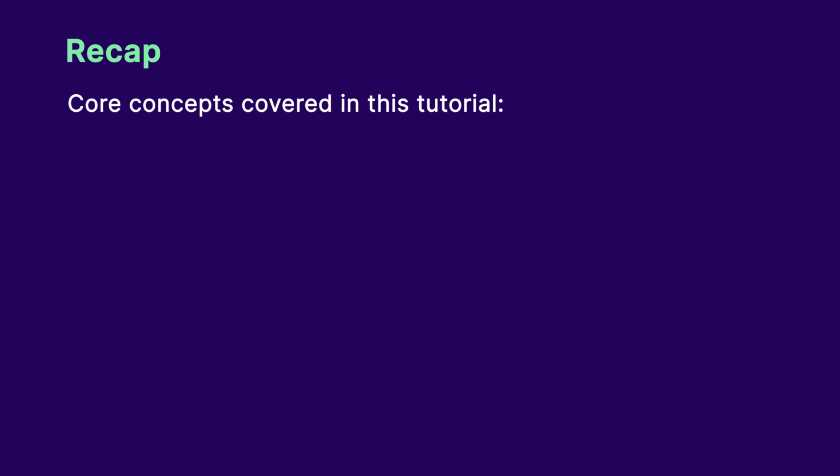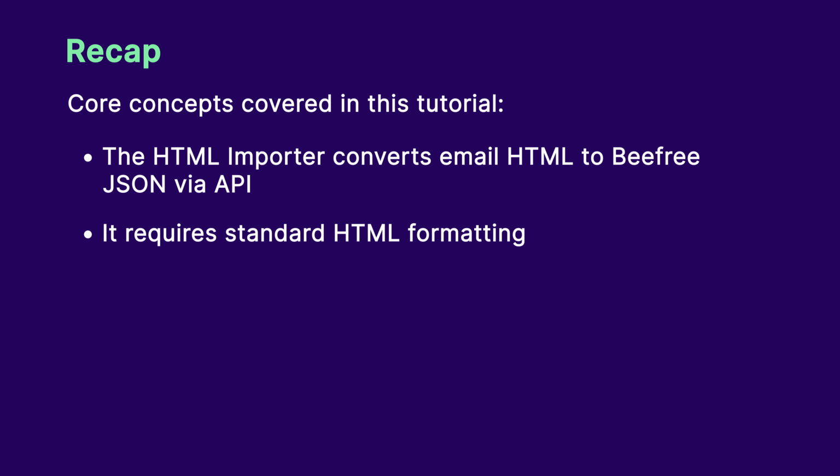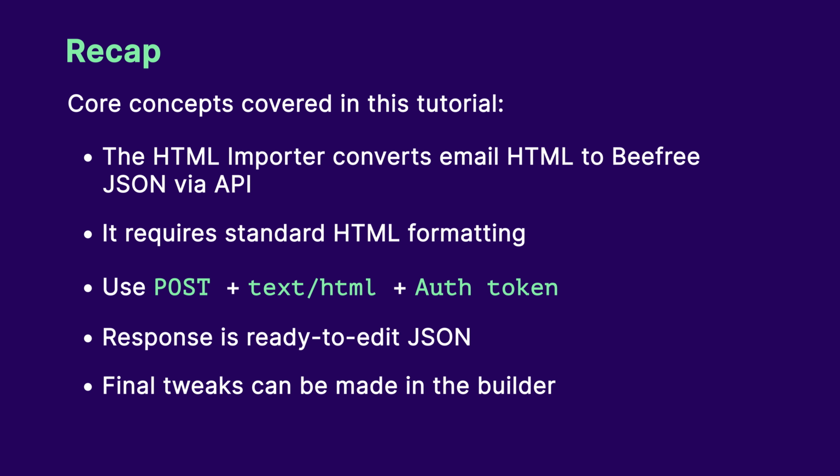Let's sum up a couple of key points we learned today. The HTML importer converts email HTML to Beefree JSON via the API. It requires standard HTML formatting. It uses POST plus text/HTML plus authentication token. The response is ready-to-edit JSON, and final tweaks can be made in the builder. Choose this if you want to cut down manual template rebuilding and enable smart migrations or HTML uploads.